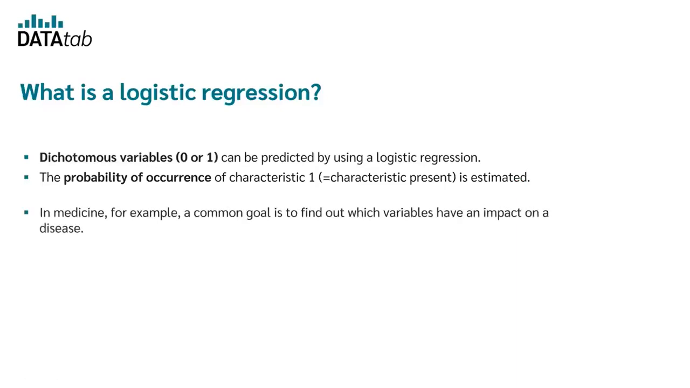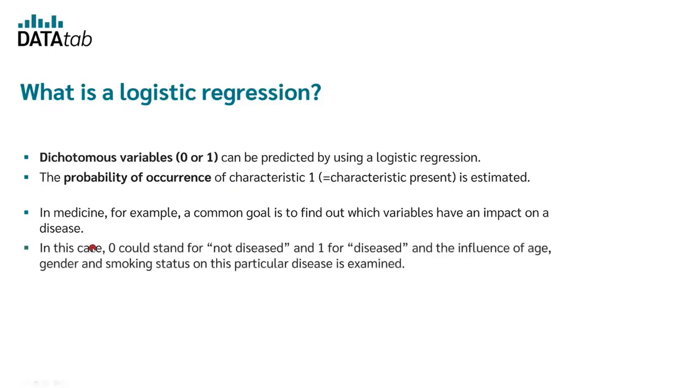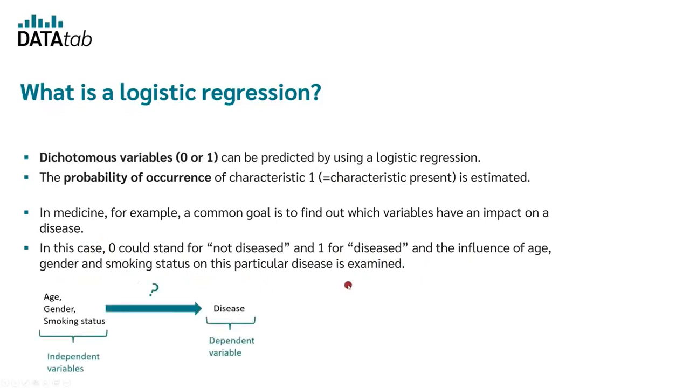In medicine, for example, a common goal is to find out which variables have an impact on a disease. In this case, 0 could be not diseased and 1 diseased. And the influence of age, gender, and for example, smoking status on this particular disease could be examined. Let's look at this in a graphical way.